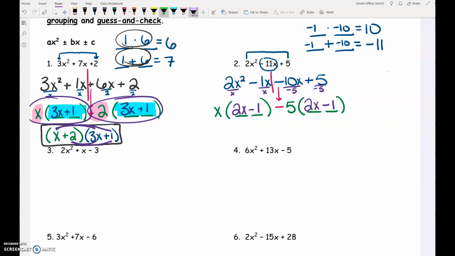Okay, you want your parentheses to match, and notice 2x minus 1, 2x minus 1. So one of your parentheses is 2x minus 1. The other parenthesis is the stuff in front, x minus 5.